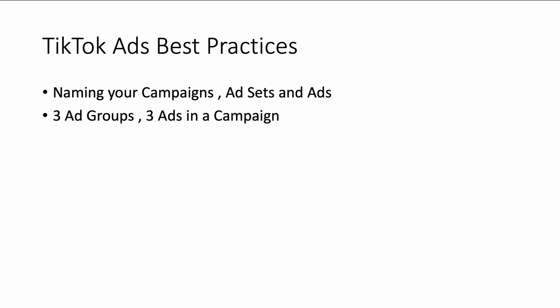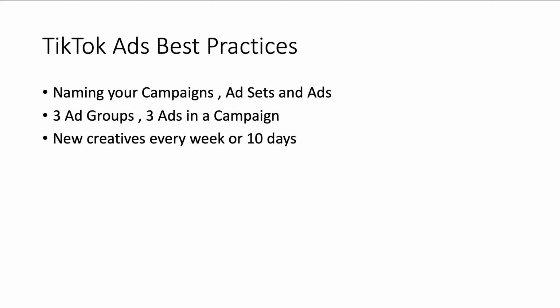Second one is ensure that whenever you create a new campaign, you have at least three ad groups and three ads in a campaign. What happens here is if you have only one ad group or one ad, you do not give TikTok enough room for testing. So you need to give more options to the algorithm so that they can find your audience better and test different options with the audience. So whatever option works best, you can use that one later on.